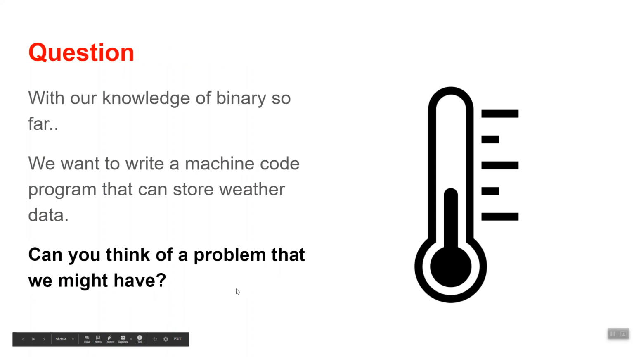We're going to begin with a question, and you might want to pause the video and have a little think about the answer. Knowing what you understand so far about binary, if we wanted to write a machine code program in which we would store weather data, so we were going to need to use binary in order to do this, what kind of problem might we have? You might want to pause the video and think about that for a second, and then we'll look at the answer in a moment.